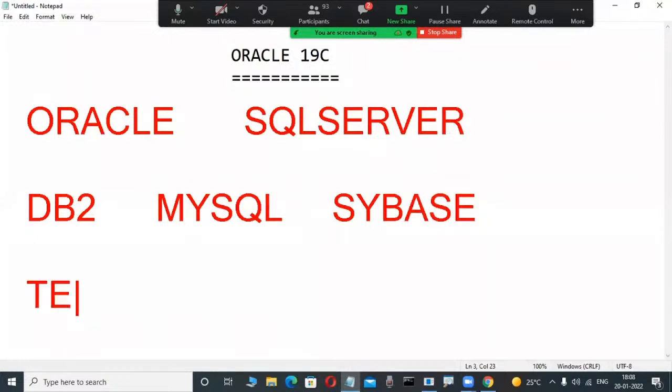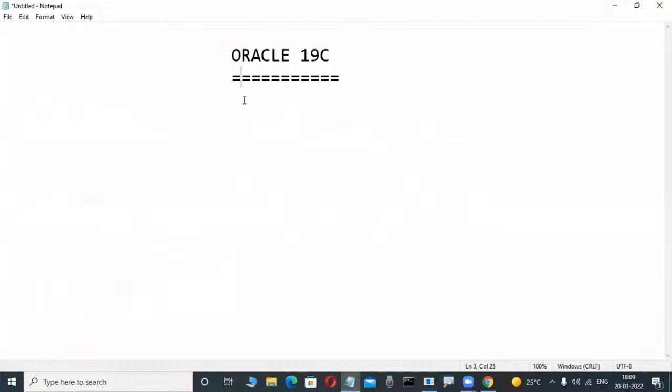Again, Teradata. Many of you, data warehousing application programmers, may have an idea. Teradata is a database product from NCR Corporation. SQLite is a database product. Like this, there are many database products from different companies. That's why Oracle is always one of the popular database products.